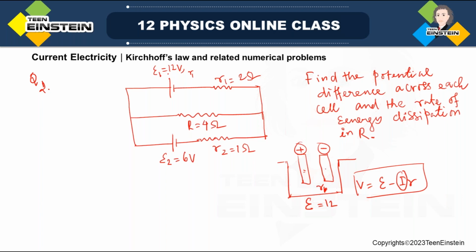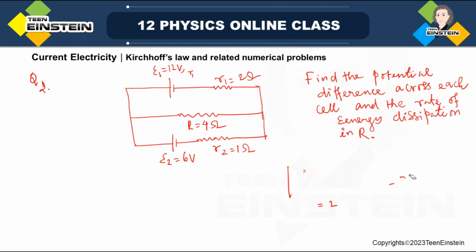You should not get confused with these values, 12 volt and 6 volt. You will be a little bit surprised why this question is being asked. Actually, this is what they have asked: V is equal to, you have to find out. EMFs are given, but the voltage difference is not given. So you have to find it as V is equal to E minus Ir. That means you have to subtract the drop inside the battery due to internal resistance.